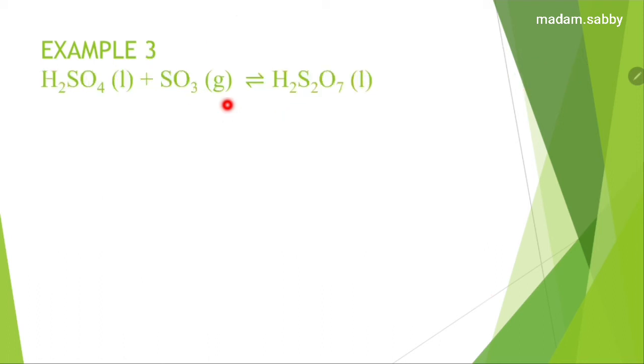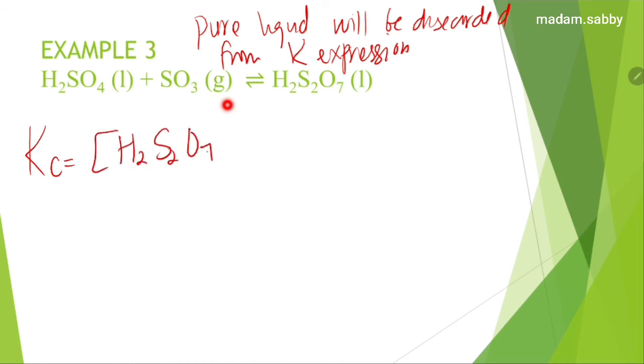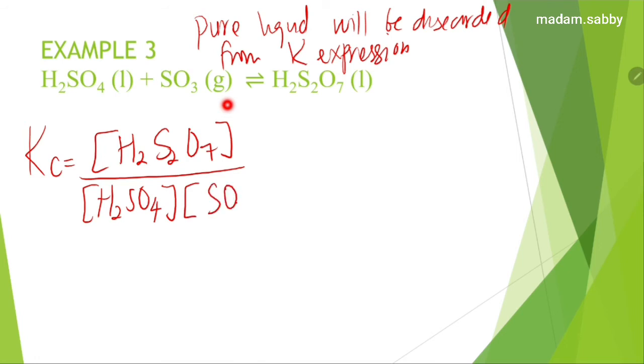Let's look at another example. Now instead of solid, I have liquid. Pure liquid is the same as pure solid and will be discarded from the K expression. So let's write down my Kc. I have H2S2O7 concentration over H2SO4 concentration, and then SO3.